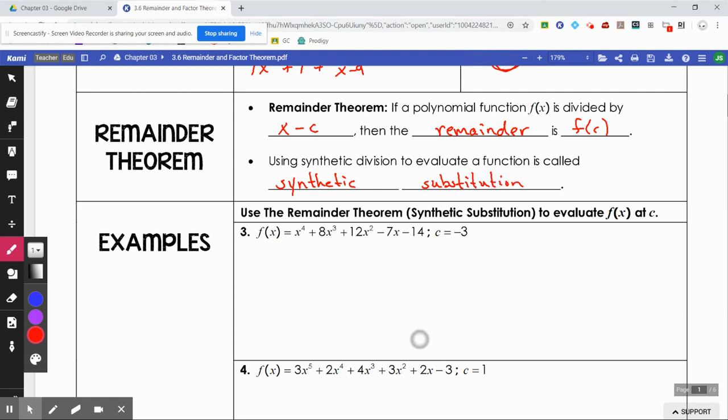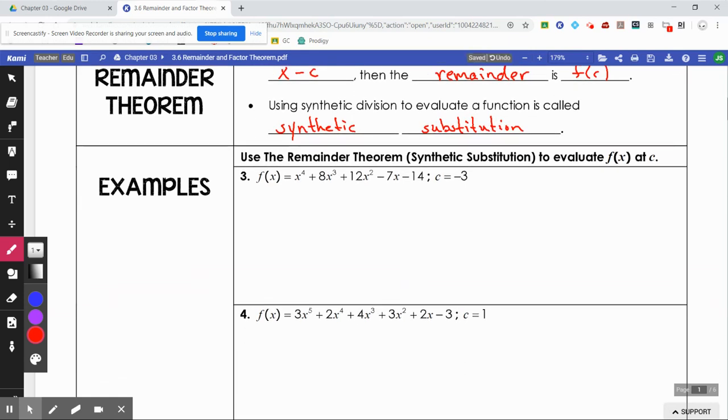And that's what we're going to be asked to do here. Use the remainder theorem to evaluate f of x at c. So what we're finding is, what is f of negative 3? Well, how do we find f of negative 3? Another way that we can do it, instead of going through the process of actually plugging it in, let me clean that up a little bit. Because notice on that second one up there, that was pretty ugly plugging in that value. We can just use synthetic division to plug it in.